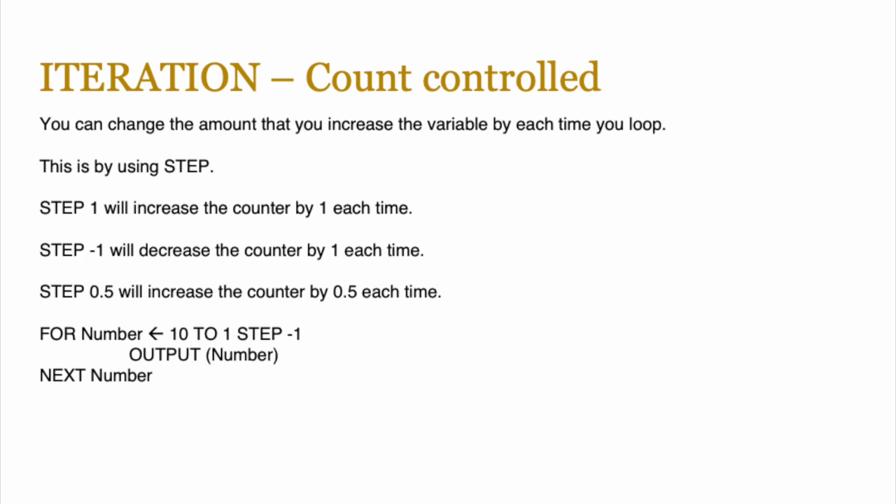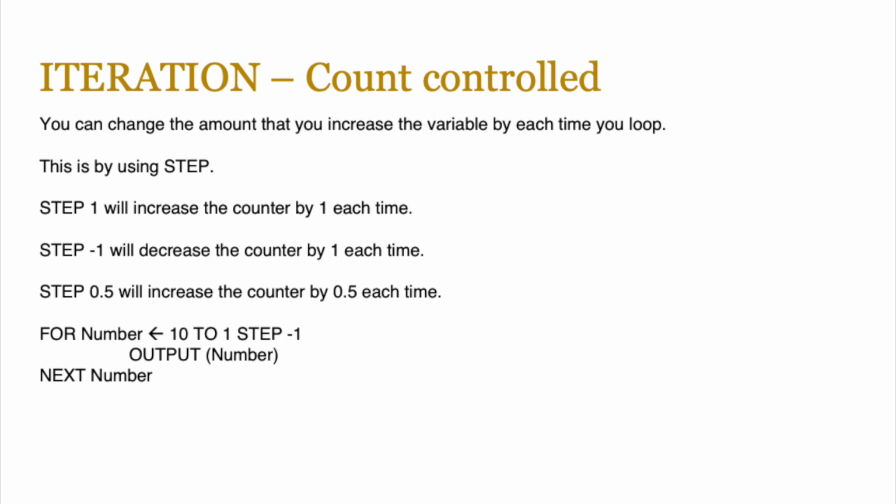Now you can change the amount that you increase the counter by, and you can use a step condition. For example, step 1 increases the counter by 1 each time. Step -1 will decrease the counter by 1 each time, and we can increase it in step 0.5 intervals or step 10 intervals. That's entirely up to you.